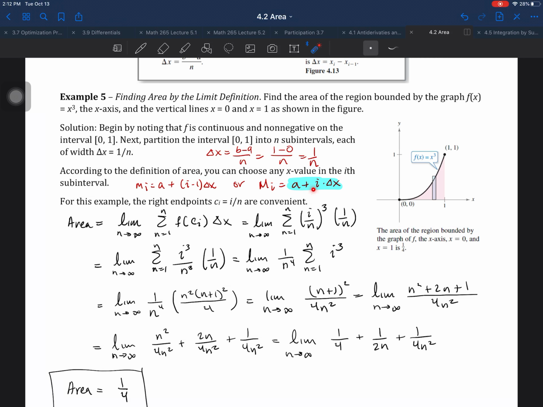And so this is 0 plus i, which is just going to be the index i, and then delta x is 1 over n. So this gives us the number in between, which will be equal to i over n. Let me give you guys that extra note there. This is 0 plus i times 1 over n, which is just i over n. So that gives us the upper bound input value. It doesn't really matter whether we call it mi or ci. In general, we're just going to call it ci.